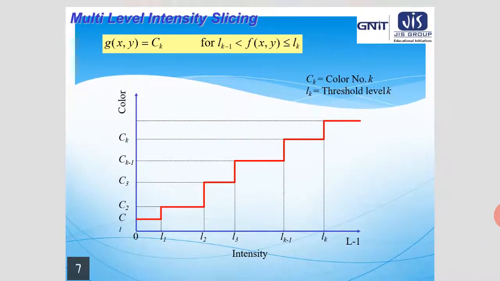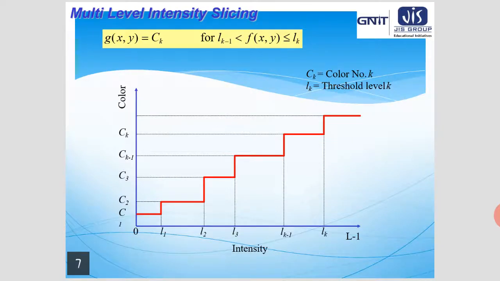So this is multi-level intensity slicing. Previously we considered two levels, but if we consider multiple levels, the formula will be g(x,y) equals ck, where f(x,y) lies between l(k-1) and lk, with lk being the maximum value. The corresponding intensity versus color value has been shown here for multi-level intensity slicing.